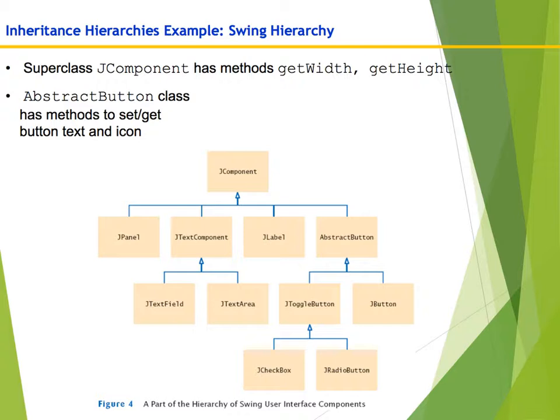And then another inheritance level exists with JToggleButton. JToggleButton has two subclasses, JCheckBox and JRadioButton. So as you see, when you construct the diagram for all the inheritances in different layers, we'll create a tree in which JComponent is at the root of the tree, and we have different layers of inheritance in this tree.